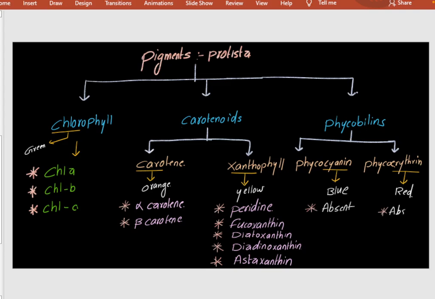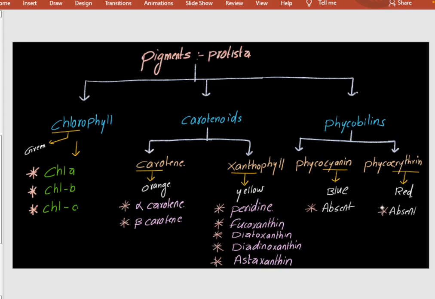Now see, the pigments are of three categories: chlorophyll, carotenoids, phycobilins. Chlorophyll means green: chlorophyll A, chlorophyll B, chlorophyll C pigments are there. Carotenoids are categorized into two: carotene and xanthophyll. Carotenes are orange color pigments. Xanthophylls are yellow color pigments. Phycobilins are two types, phycocyanin and phycoerythrin. Cyan, as in cyanobacteria, means blue color; erythro, as in erythrocyte, means red color.